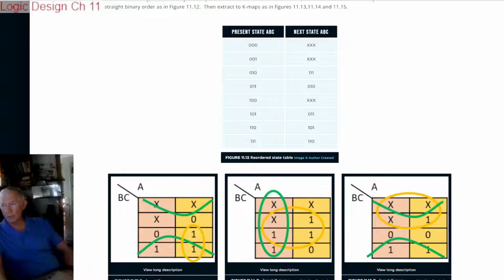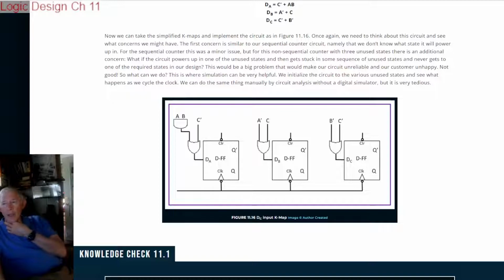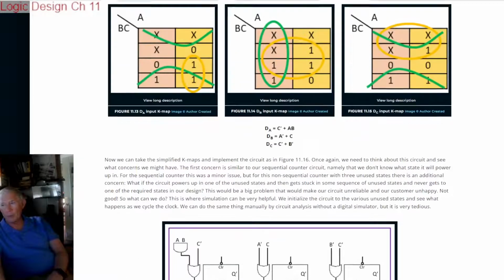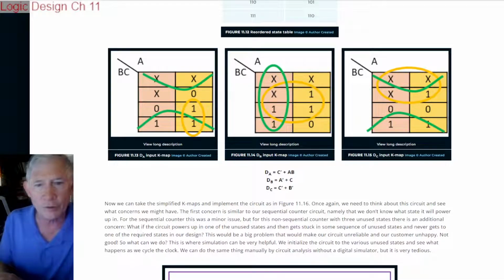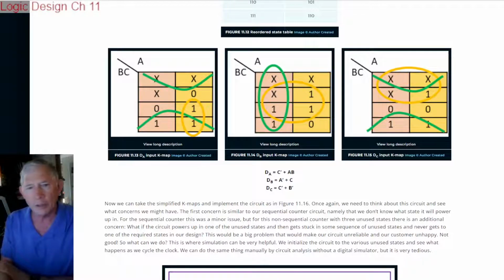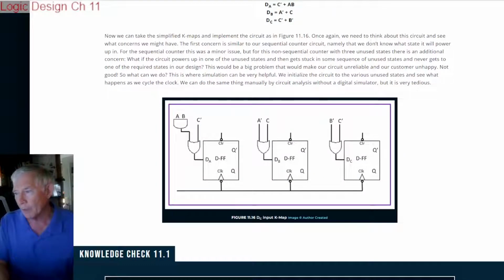Don't care, 1-0. So that works out to be this group and this wraparound group, these two groups here, and the wraparound group and this group of two. And that gives us these equations and this circuit. Okay? And you notice we have AB going into the OR gate plus C prime. Here we have A prime and C going into the OR gate. Here we have B prime and C prime. Notice these get a little simpler because we can group them in groups of four thanks to the don't cares. The don't cares help us simplify these things, and that's always a good thing when we have a lot of don't cares. Okay, here's the circuit.